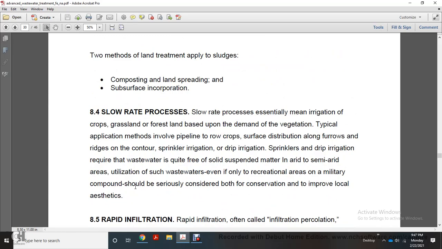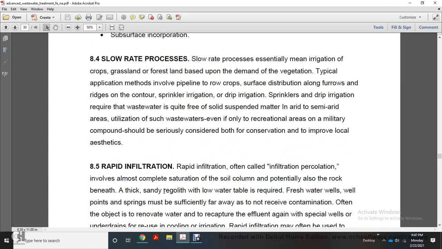The slow rate process essentially means irrigation of crops, grasslands, or forest lands based on the demand of the vegetation. Typical application methods involve pipelines for row crops, distribution along furrows or ridges on the contour, spray irrigation, and drip irrigation. It requires wastewater that is quite free of suspended solid matter and is ideal in semi-arid areas. Utilization of such wastewaters, even only for a recreational area on a military compound, should be seriously considered both for conservation and to improve the local aesthetics.